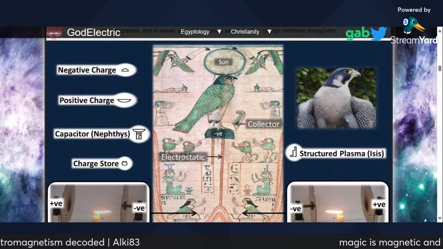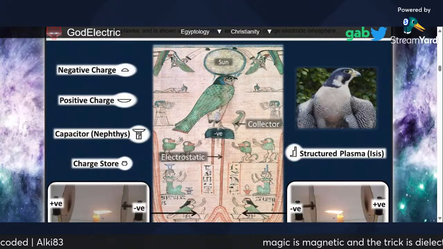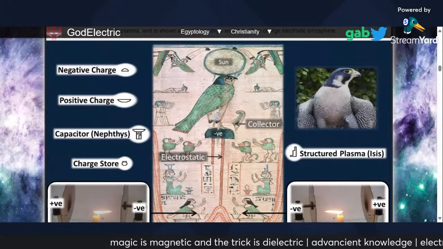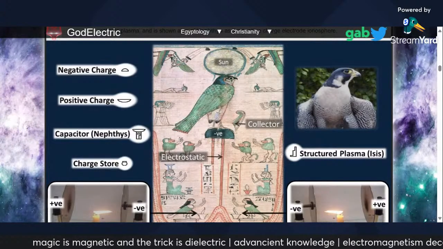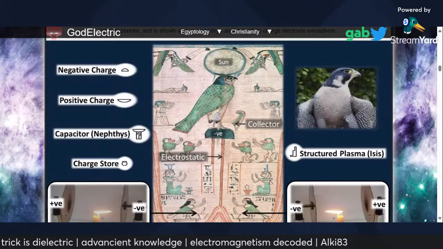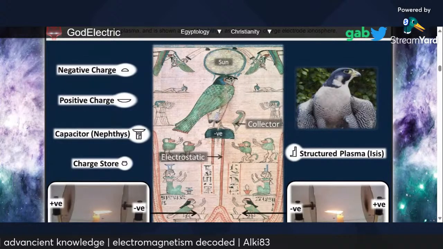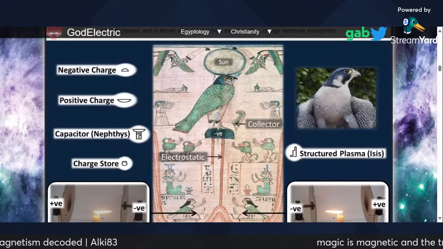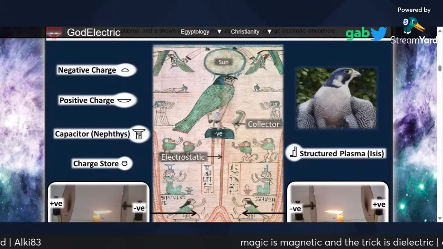Tying everything together is this papyrus known as the Ra Horokti papyrus. Horus, the peregrine falcon, is shown supporting the Sun with the cobra wrapped as the corona. Horus is standing on the hieroglyphs for negative charge with the ostrich feather attached, meaning a collector. This shows us that the Sun is supported by the collection of electrons or negative charge.